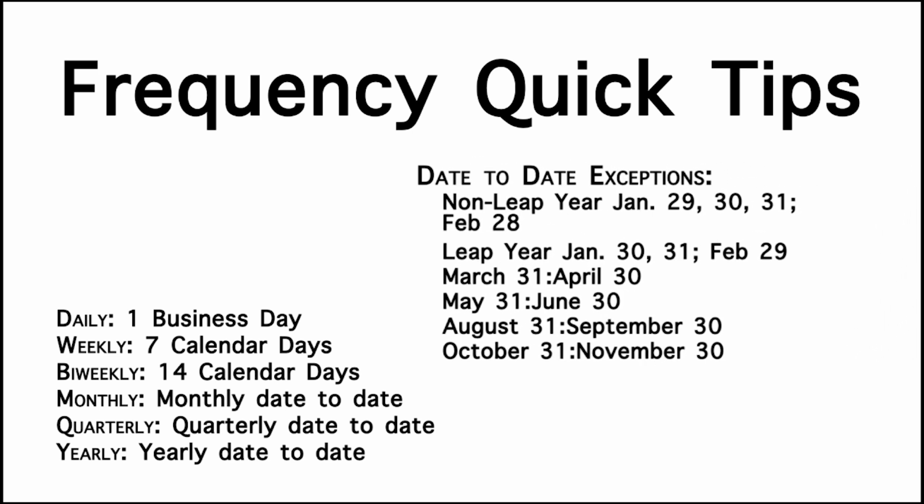Date-to-date exceptions are non-leap year, January 29th, 30th, and 31st through February 28th. Leap year, January 30th, 31st through February 29th. March 31st through April 30th. May 31st through June 30th. August 31st through September 30th. October 31st through November 30th.